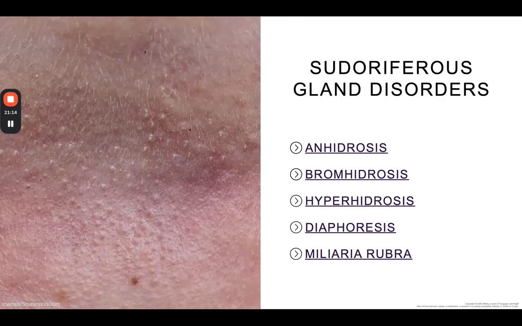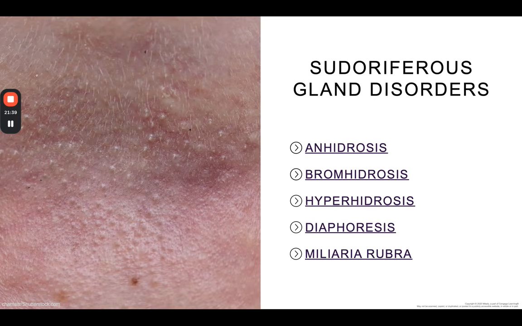The first one is anhidrosis. So anhidrosis is a deficiency in perspiration due to failure of the sweat glands. Often results from a fever or skin disease. Anhidrosis does require medical treatment. So again, if a person has anhidrosis, they are lacking sweat. They are not able to sweat like they should.